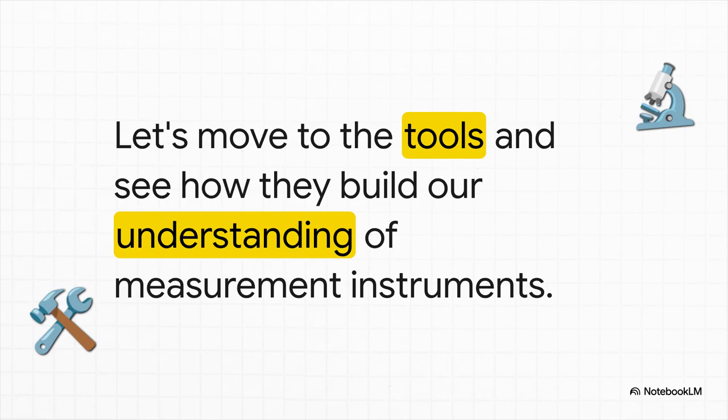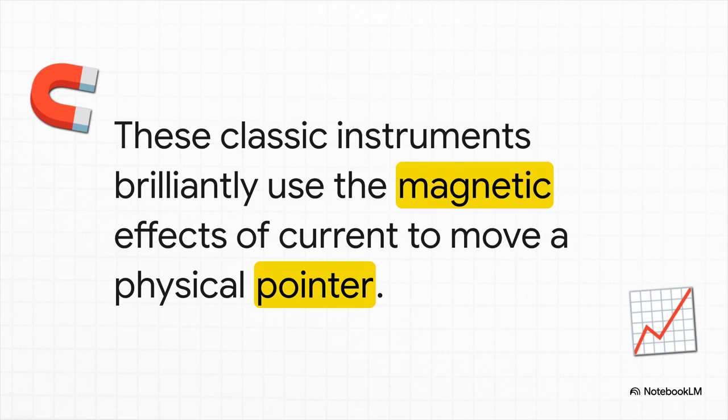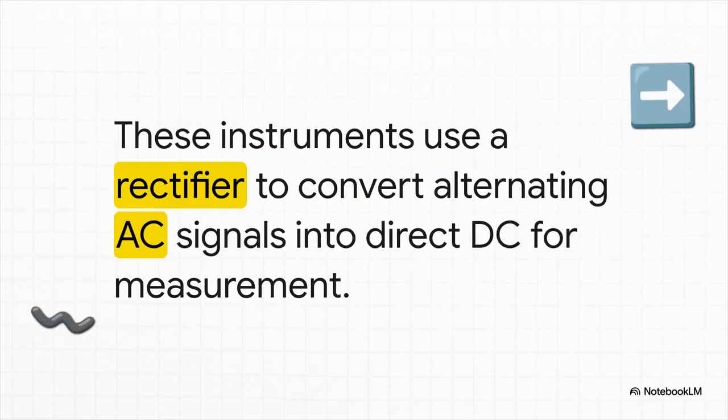Now, what about the tools we use to do the measuring? Some methods are direct, like an ammeter that just shows you the current on a dial. Take old school analog meters. They cleverly use magnetism from the current to move that little pointer. But what if you're not measuring electricity directly? That's what transducers do. Turn motion into a signal. And for tricky AC signals, rectifier instruments just flip them to DC so they can be measured.